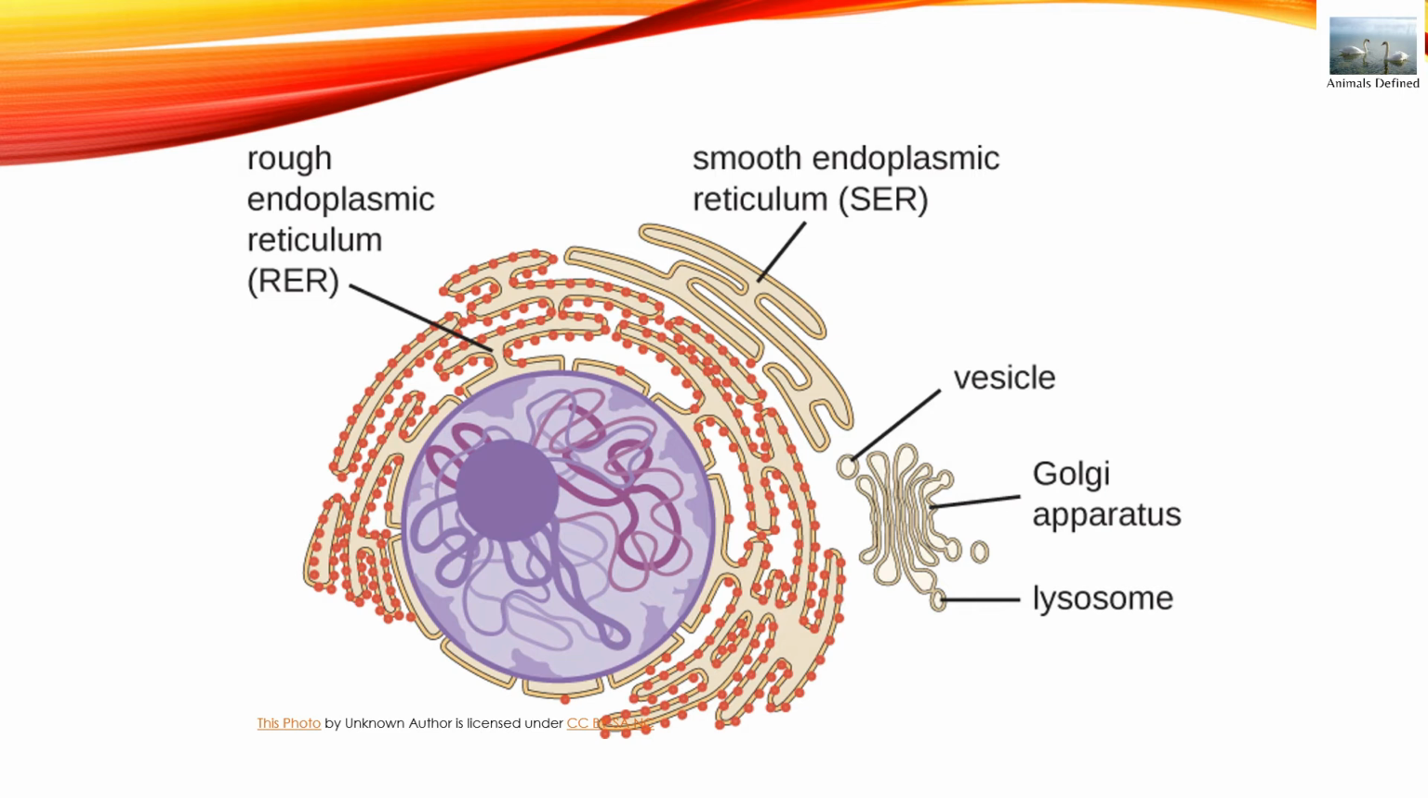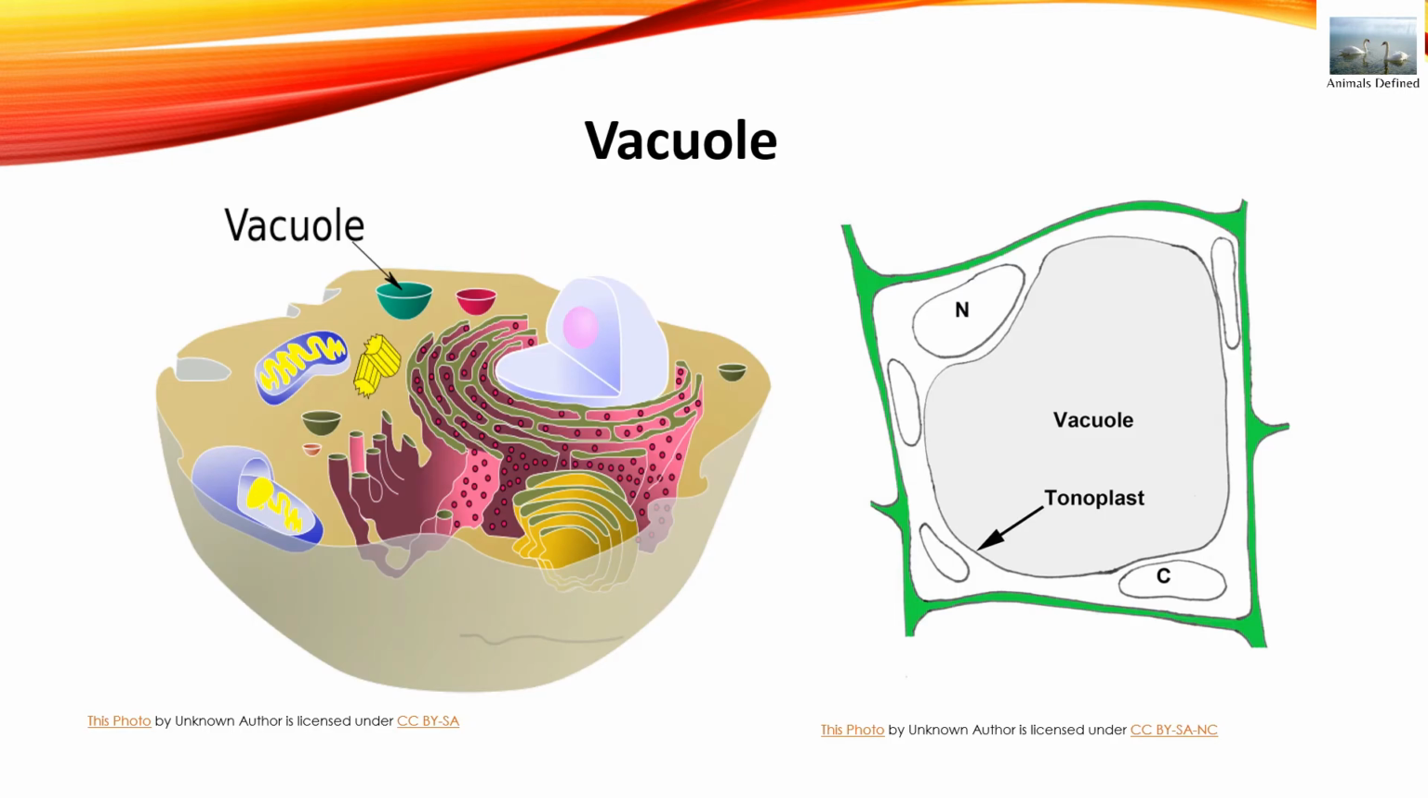Lysosomes. They are often referred to as suicide bags because they contain hydrolytic enzymes like lipases, proteases, and carbohydrases for the digestion of lipids, proteins, carbohydrates, and also nucleic acids. They maintain acidic pH for enzymes to work. There are vacuoles and vesicles in eukaryotic cells, for the storage and transport of materials. Plant cells have large central vacuoles.